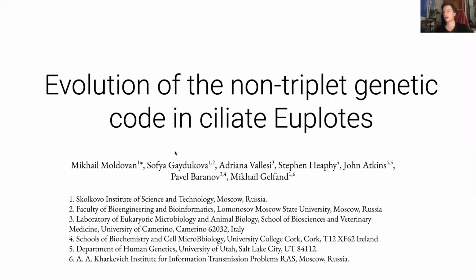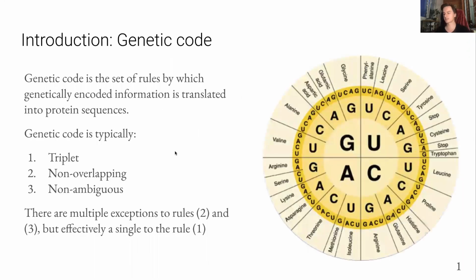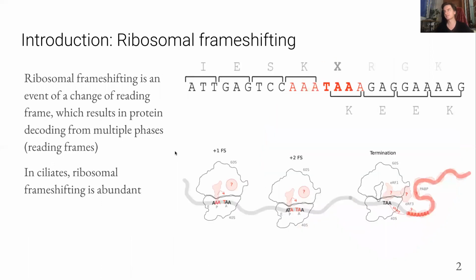So our project is devoted to the evolution of the non-triplet genetic code in the ciliate Euplotes. First, the genetic code is a set of rules by which the information encoded by sequences of nucleotides is translated into protein sequences. The genetic code is typically triplet, non-overlapping, and non-ambiguous. For the second two features, multiple exceptions were found, but the triplet feature remained one of the most conserved properties in biology in general.